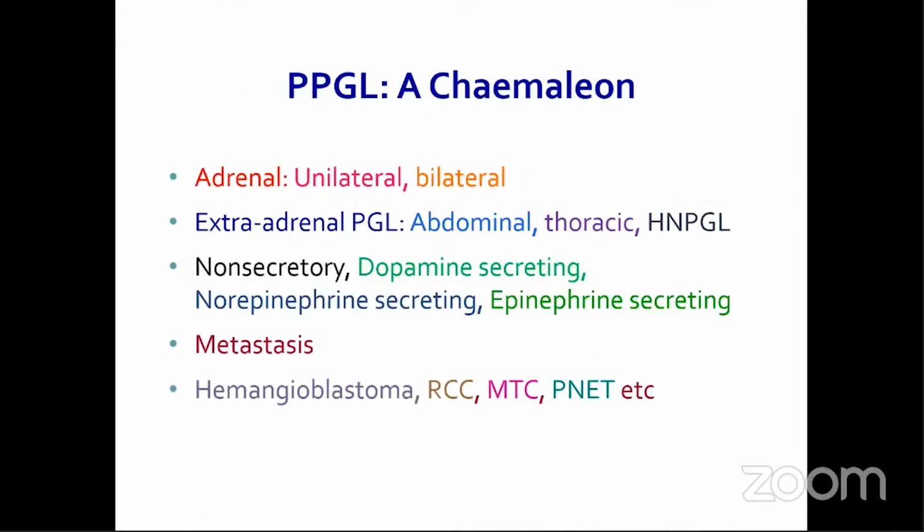Whenever we have a PPGL, I think it's very well known it behaves like a chameleon, right? Typically with respect to its clinical manifestations. But not only that, even with respect to its location, its secretory phenotype, malignancy potential, as well as for the associated features, it also behaves like a chameleon. So what can find out the color of this chameleon? If we have a tool to detect the color of this chameleon, it's actually the genetics.